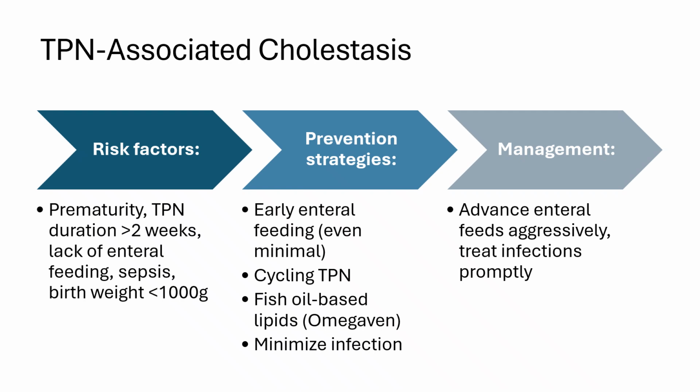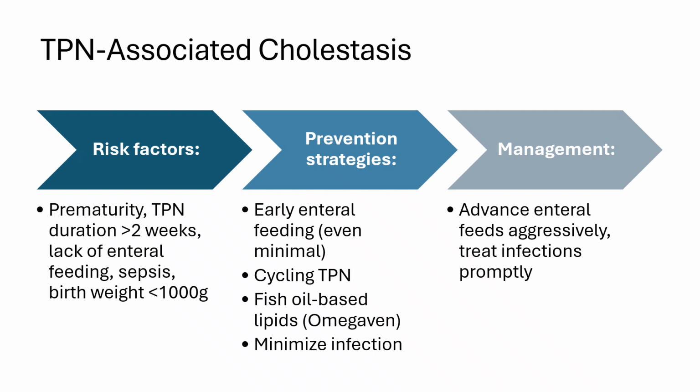Lack of enteral feeding eliminates hormonal signals like cholecystokinin that normally stimulate bile flow. Bacterial overgrowth in the unused intestine produces endotoxins that reach the liver via portal circulation. TPN components themselves, particularly manganese and phytosterols in lipid emulsions, directly injure hepatocytes. Omega-6 fatty acids in traditional soybean-based lipids promote inflammation through pro-inflammatory mediator production.